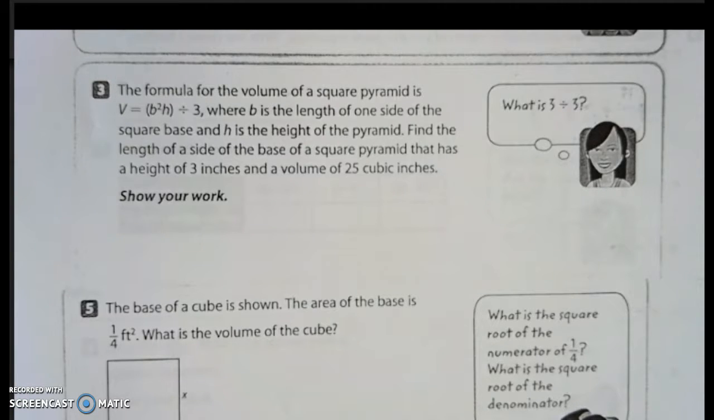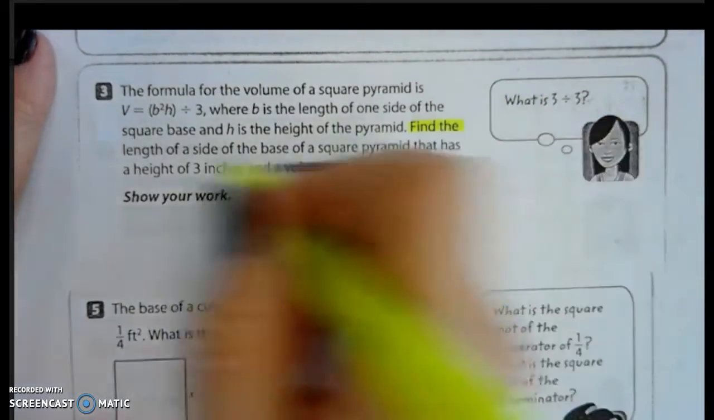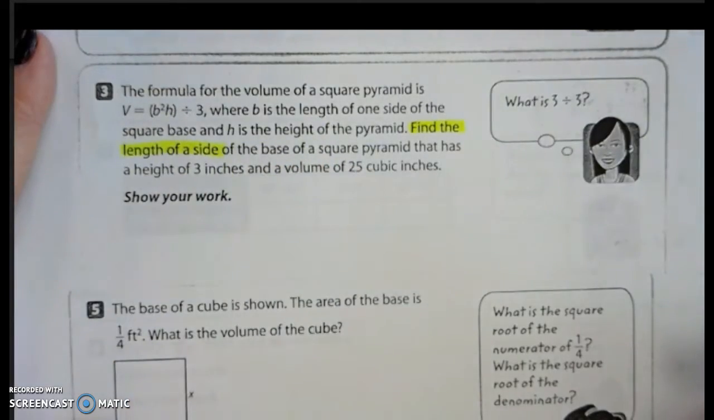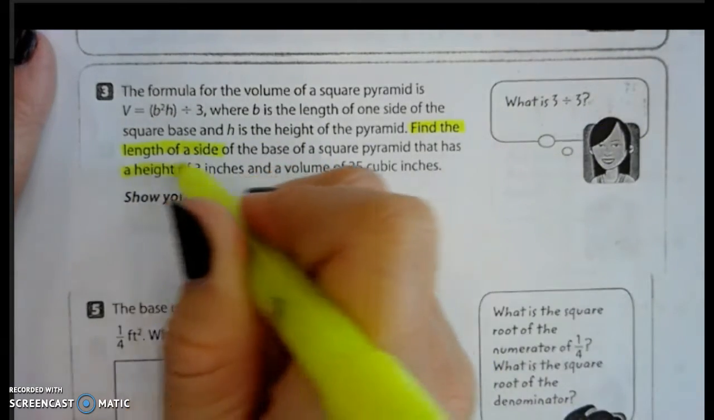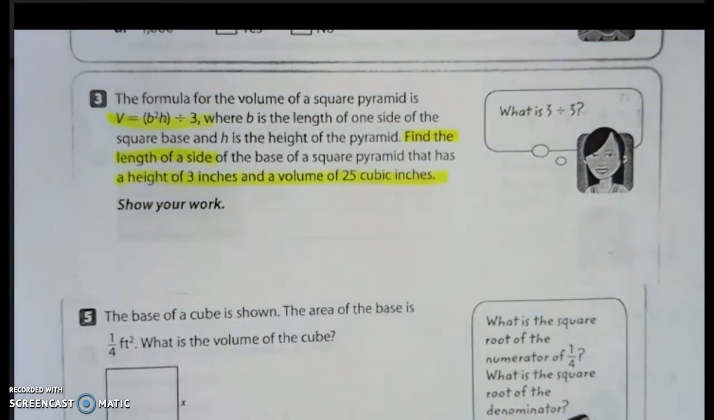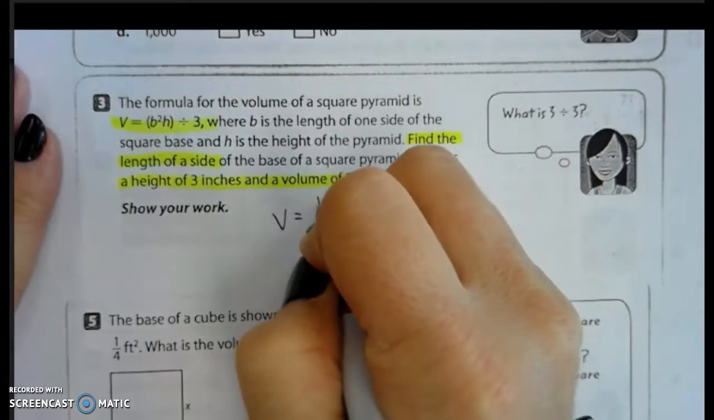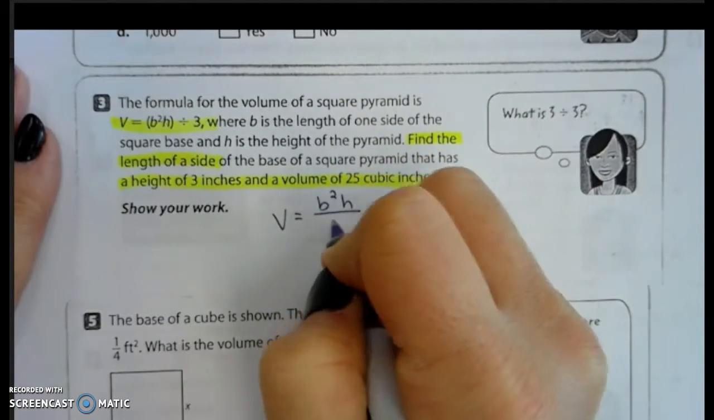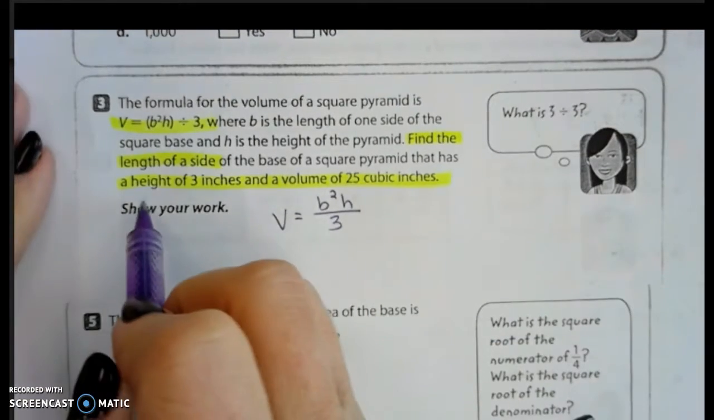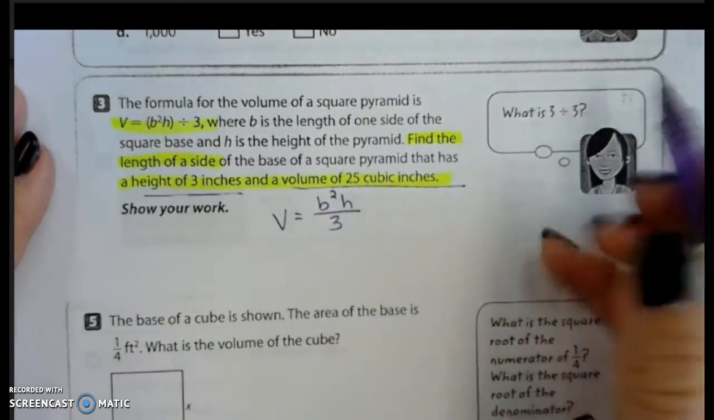Now, I've told you guys on word problems that you have got to look for the question. Find the length of a side of the base of a square pyramid that has a height of 3 inches and a volume of 25. And what else is important? The formula. So V equals base squared times the height divided by 3. They gave us the height is 3, and they gave us a volume of 25.